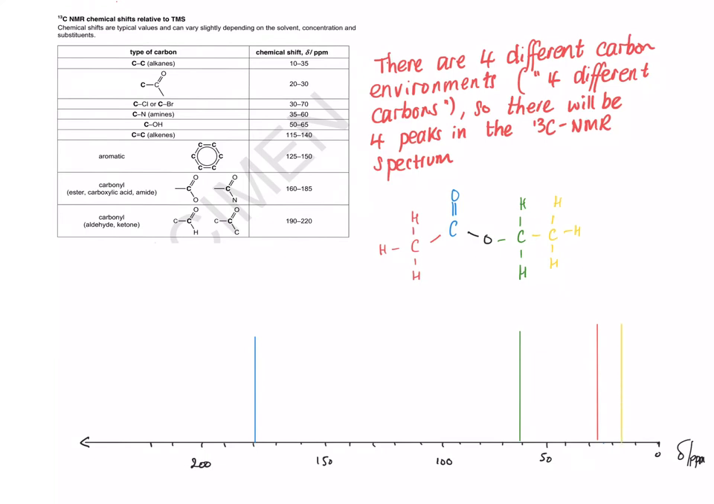So this completes what we think the carbon-13 NMR spectrum of ethyl ethanoate will look like. There are 1, 2, 3, 4 carbons, and there are 1, 2, 3, 4 carbon peaks, all put in the right place for their chemical shifts.